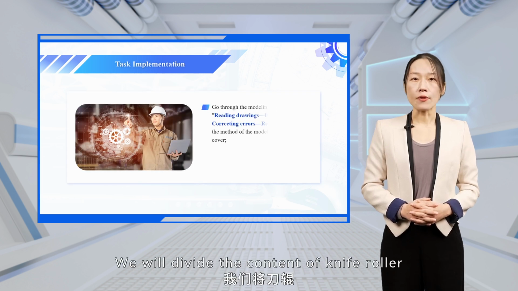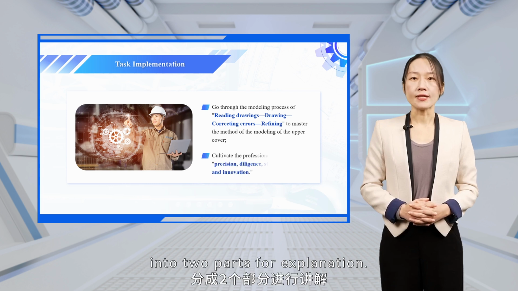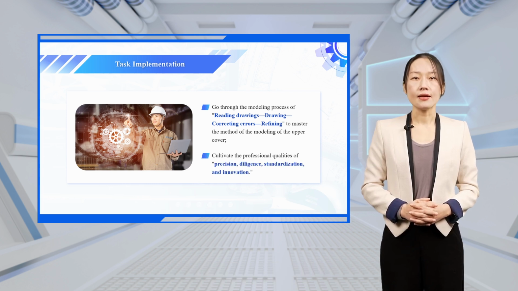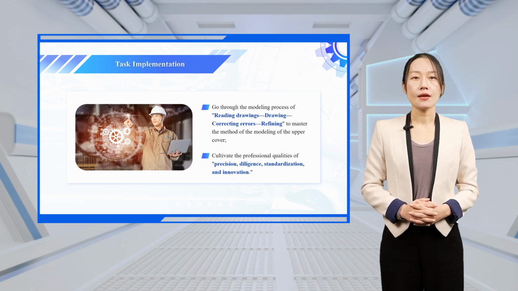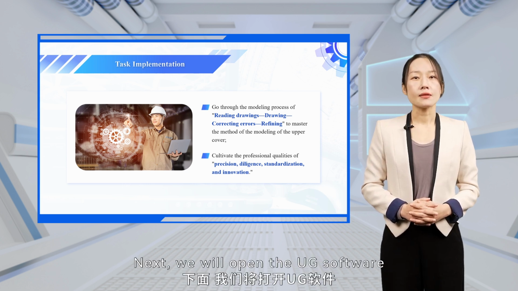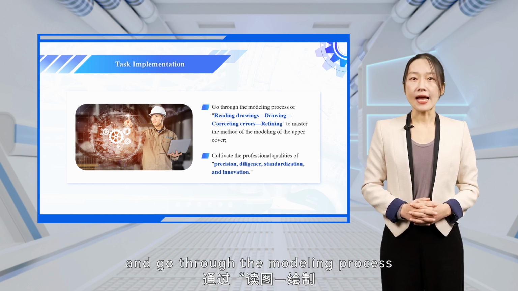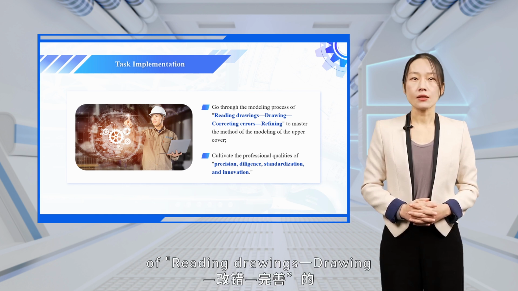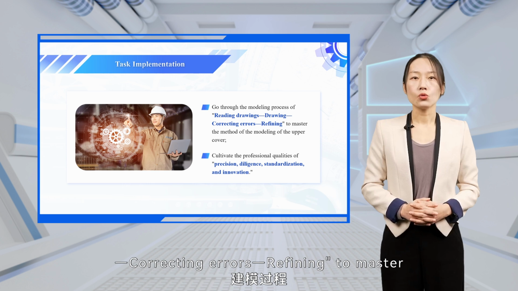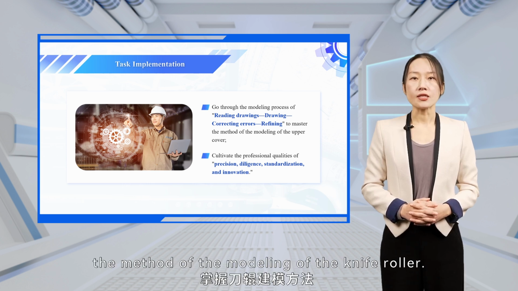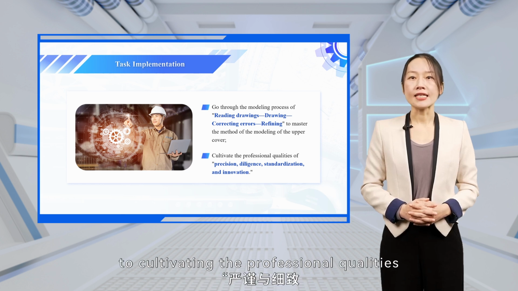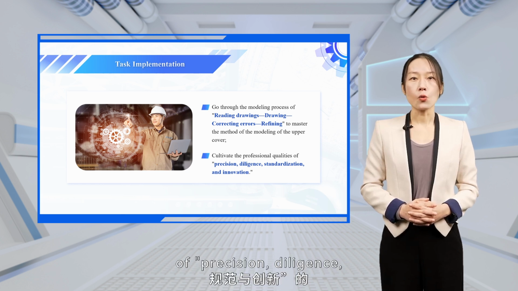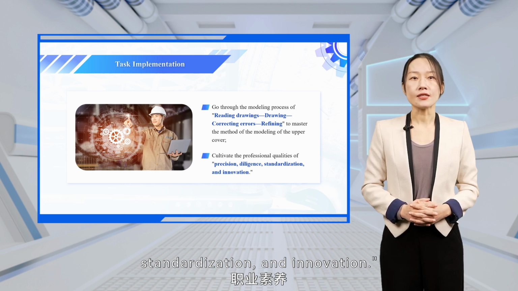We will divide the content of the knife roller into 2 parts for explanation. In this lesson, we will study the first part. Next, we will open the UG software and go through the modeling process of reading drawings, drawing, correcting errors, and refining, to master the method of modeling the knife roller. Please pay attention to cultivating the professional qualities of precision, diligence, standardization, and innovation.